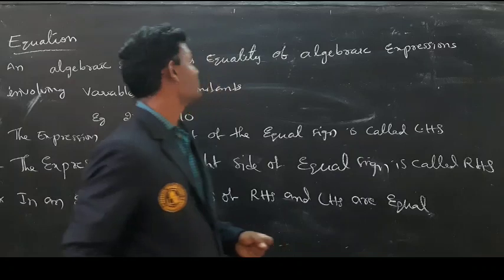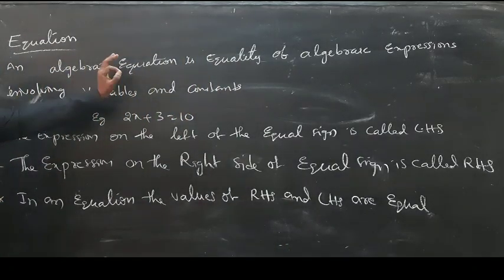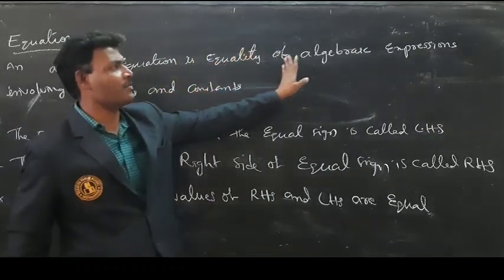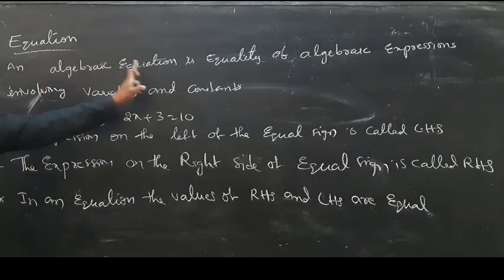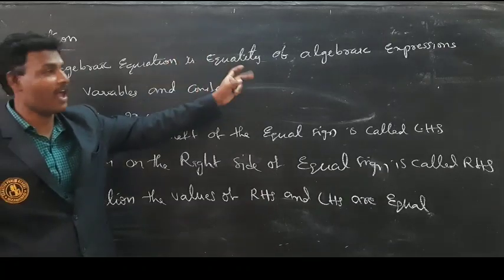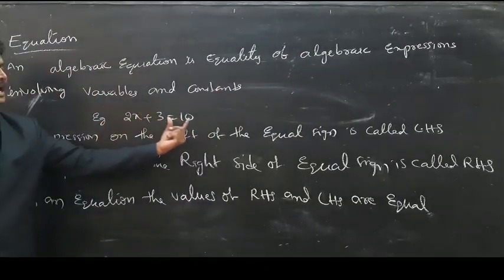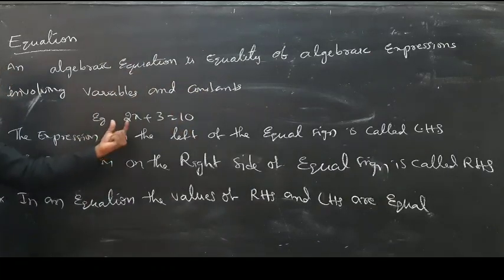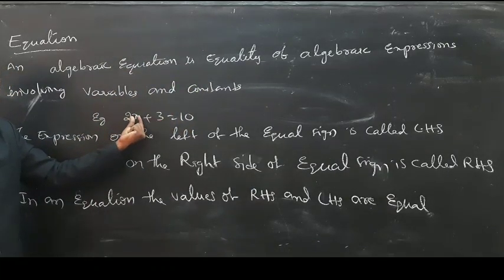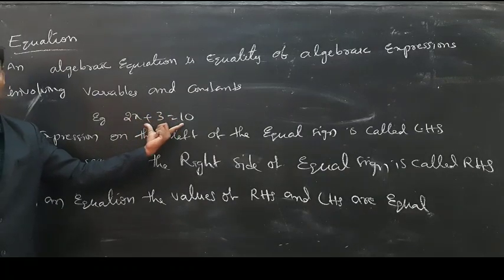So, here students, what is an equation? An algebraic equation is the equality of algebraic expressions involving variables and constants. What is the meaning of equation? An algebraic equation is equality, meaning the equal symbol, of algebraic expressions involving variables and constants. For example, 2x plus 3: x is a variable, 3 is a constant, and with the equality symbol, it is nothing but an equation.